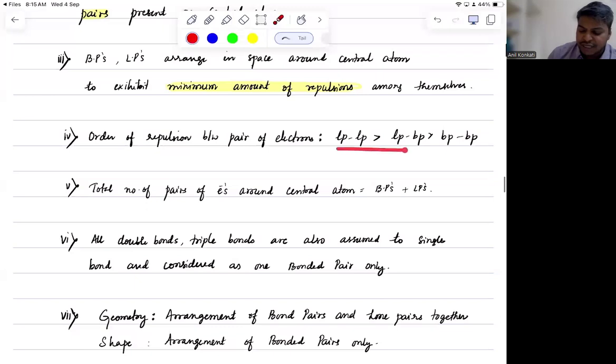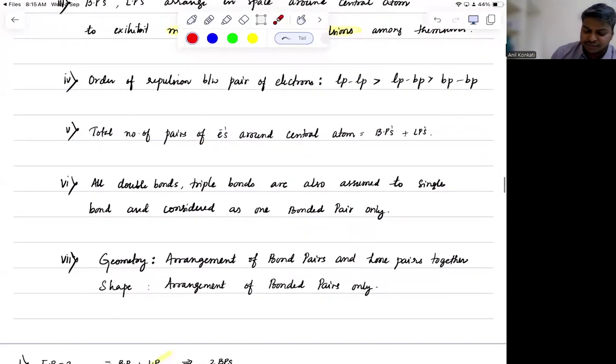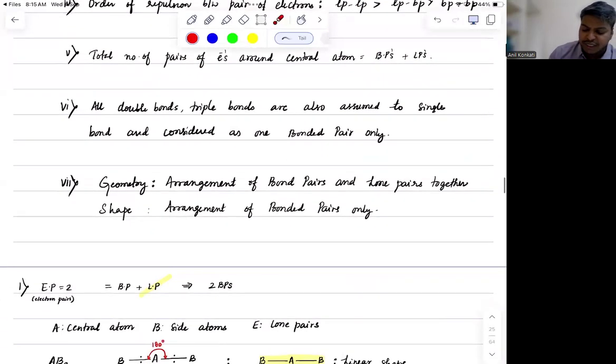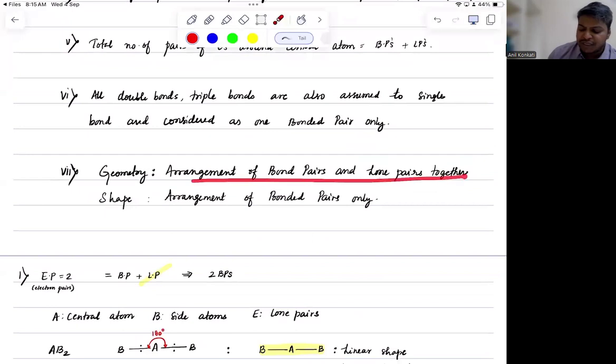Order of repulsion is like this. Lone pair-lone pair is maximum repelled, then lone pair-bond pair, then bond pair-bond pair. And the total number of pairs around an atom will be bond pairs plus lone pairs. All double bonds and triple bonds are considered single bonds only for our purpose. Arrangement of bond pairs and lone pairs together is called geometry. Arrangement of bonded pairs only is called shape.